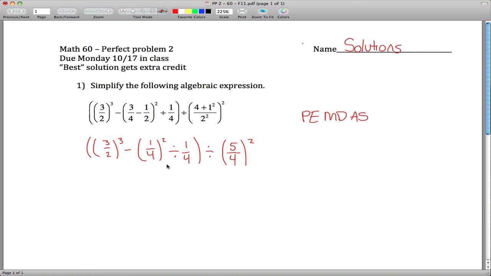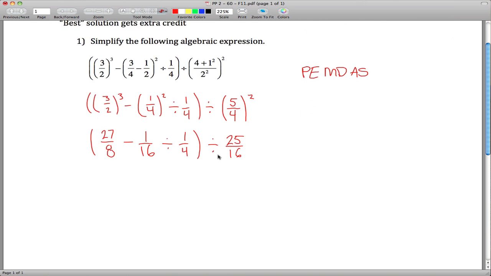Then we want to take care of some exponents. So let's see here. This first one, 3/2 cubed. It's a little bit hard to do, but 3 times 3 times 3 ends up being 27. And 2 times 2 times 2 ends up being 8. And then 1/4 squared, 1/4 times 1/4, we end up with 1/16. And leave this guy alone. And 5/4 squared, 5 squared is 25, 4 squared is 16. So we've taken care of the exponents. That brings us down to this step here.